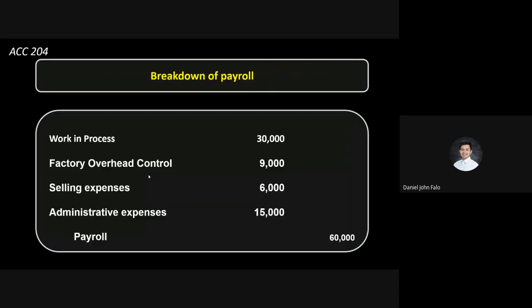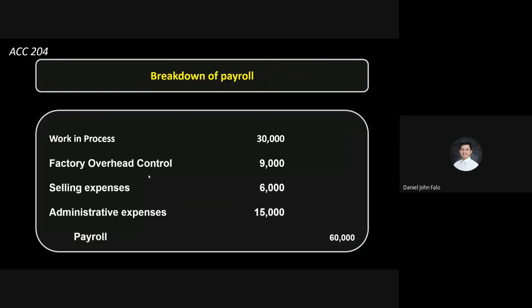So for the breakdown of the payroll, there is the percentage given. The 50% of the payroll has been used for the production. 15% was used for the indirect labor. 10% for selling expenses, and then 25% for administrative expenses.